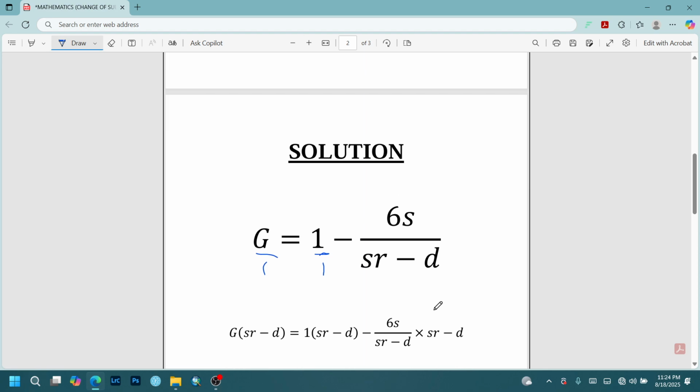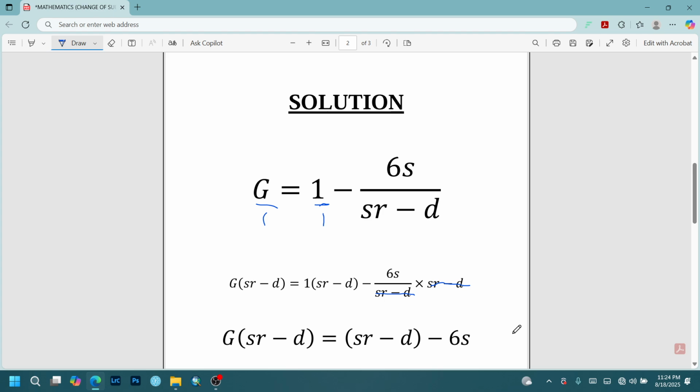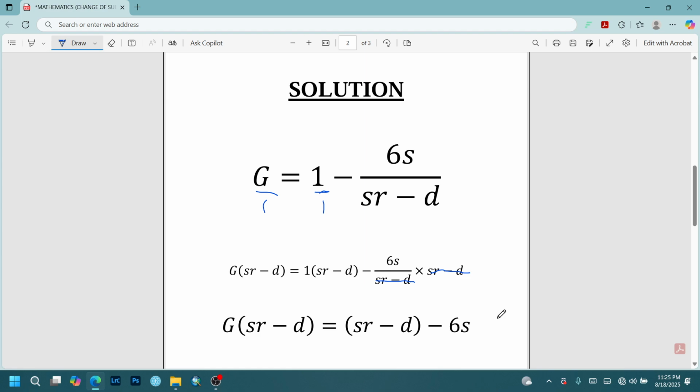So in doing so, SR minus D would cancel itself here, and it will cancel SR minus D for us to get the equation J multiplying all in brackets SR minus D equals 1 multiplying SR minus D will give you SR minus D, right? Minus 6s because we did some cancellation, leaving 6s alone here. So we are going to have J, all in brackets SR minus D, equals all in brackets SR minus D minus 6s, right?